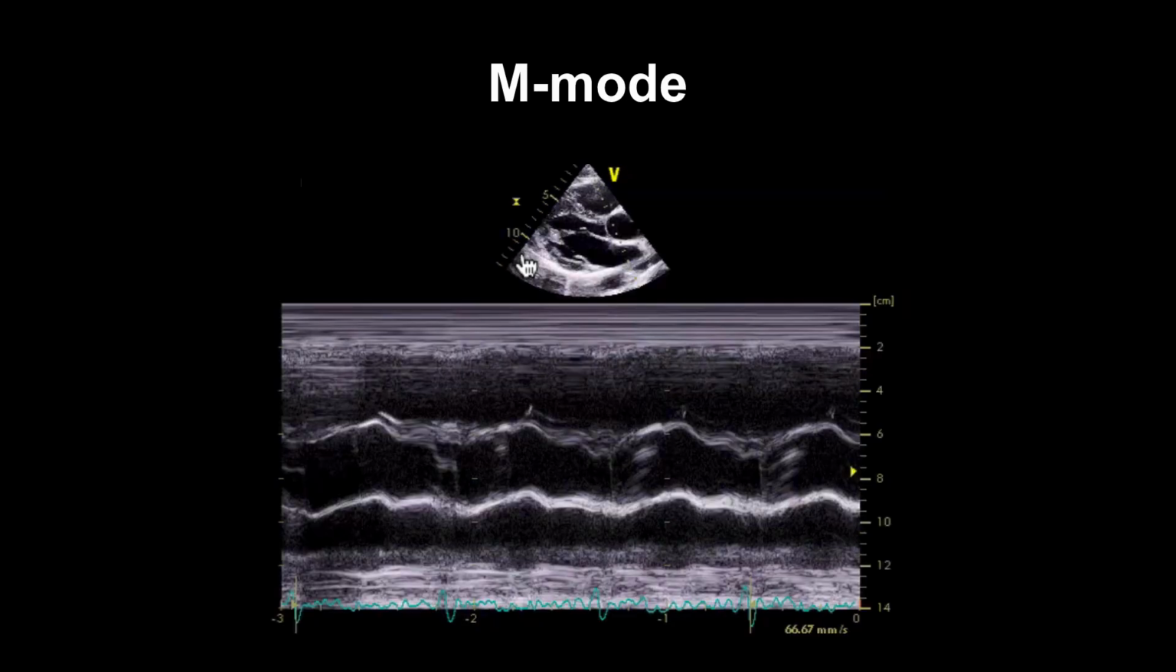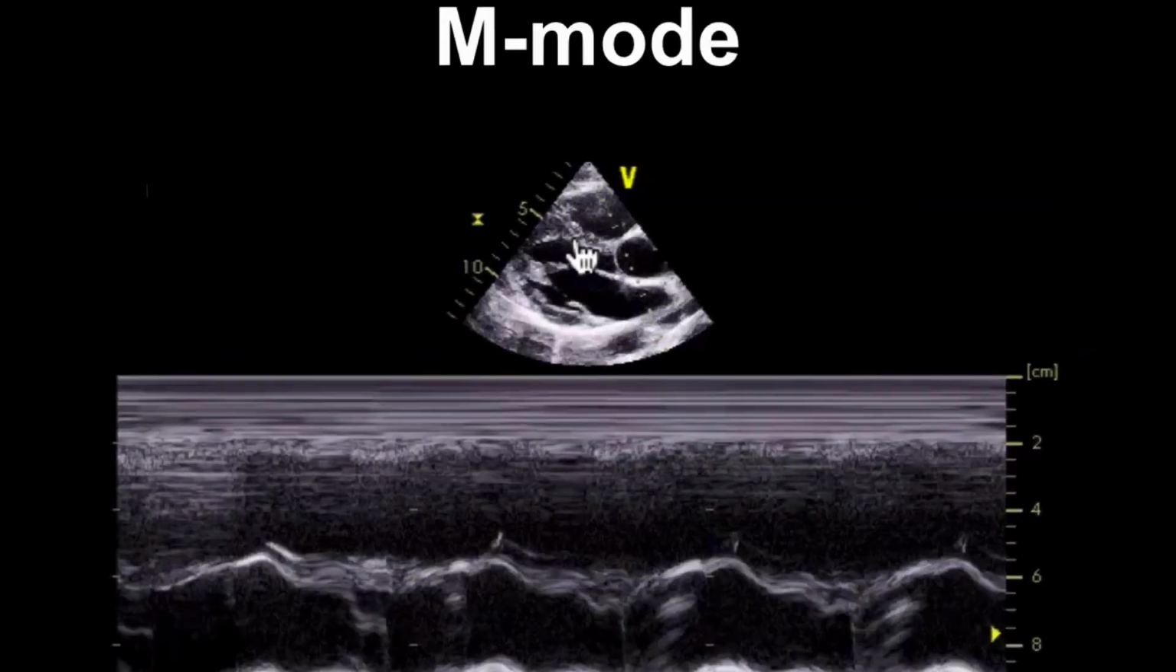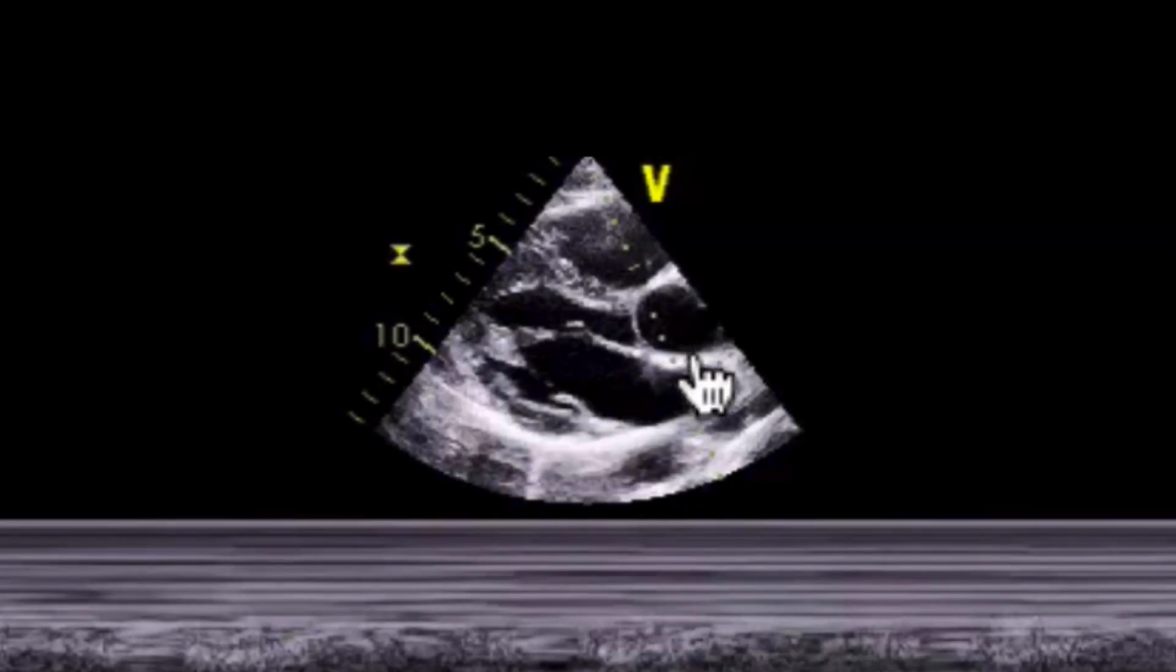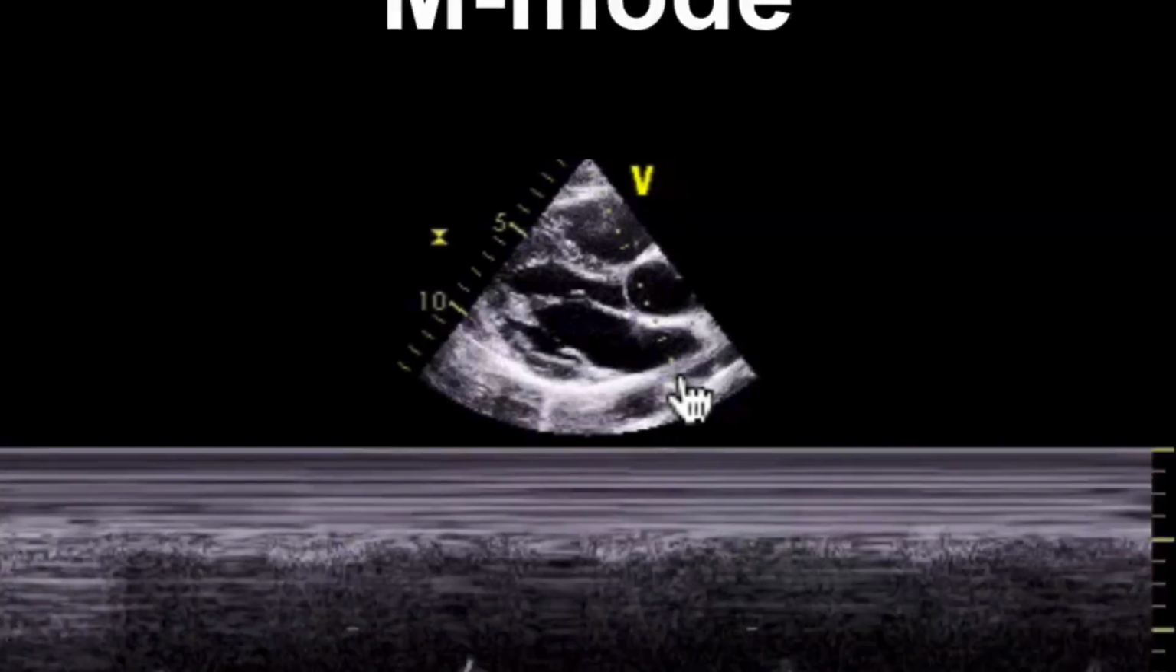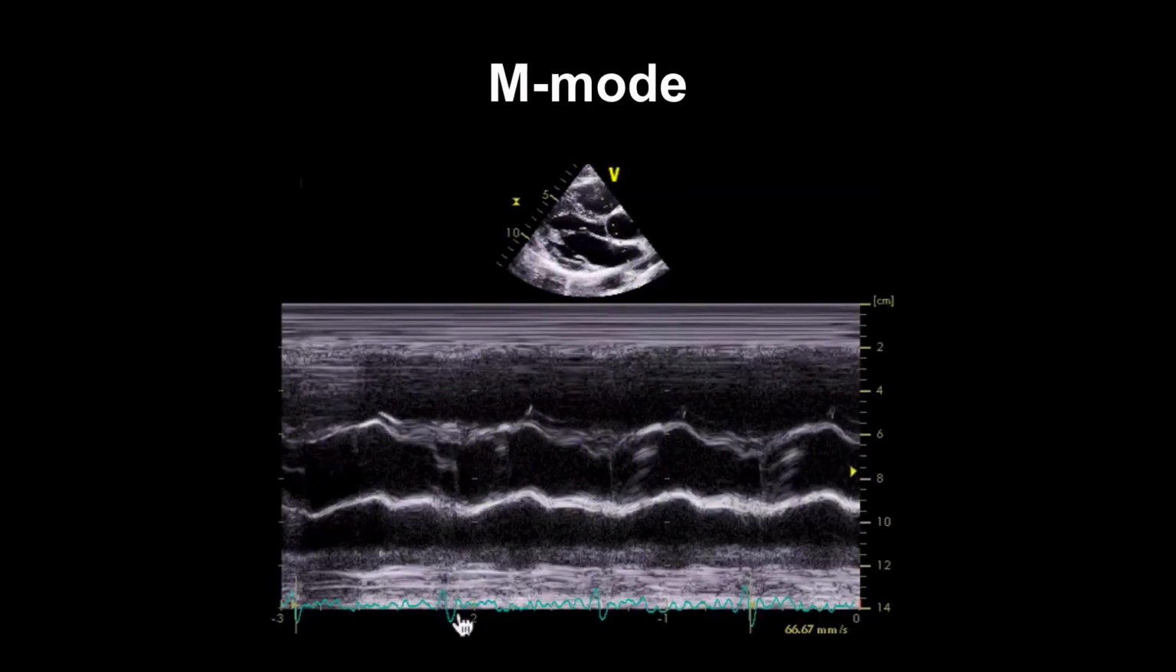So the next modality we're looking at is M mode. So we've got our 2D image, just like we've been looking at up here. But if you look, there's a line going down here. And what we're doing is just looking at that beam. It's like taking a graph along that line through our 2D image. So we're looking here at time on the x-axis. On the y-axis, we've got distance.